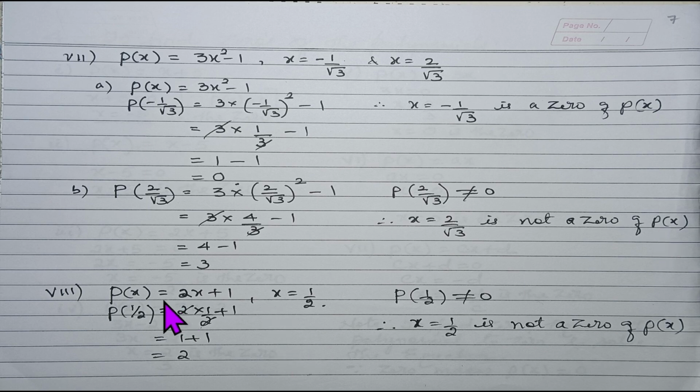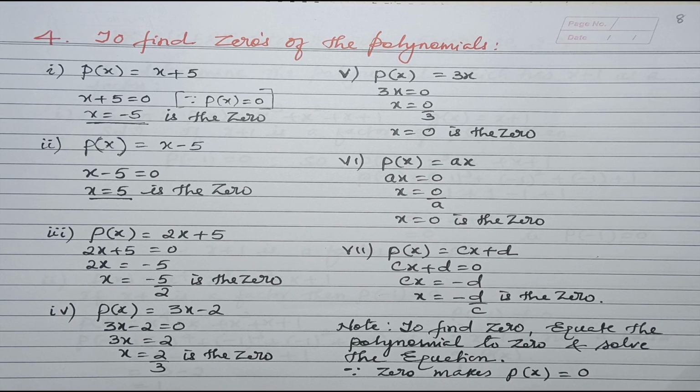Now the next example is p of x is equal to 2x plus 1, and find whether x is equal to half is the 0 of the polynomial. So put x is equal to half in the given polynomial. 2 into half plus 1, that is 2 cancels, 1 plus 1 is equal to 2. Now we find that p of half is not equal to 0. Therefore x is equal to half is not the 0 of the given polynomial.